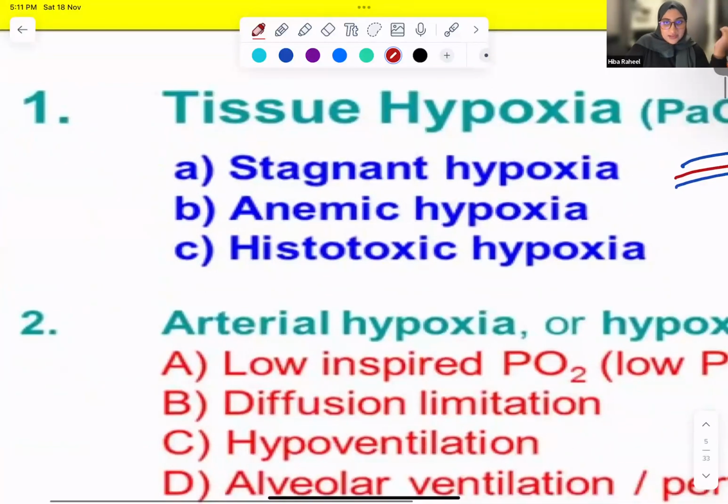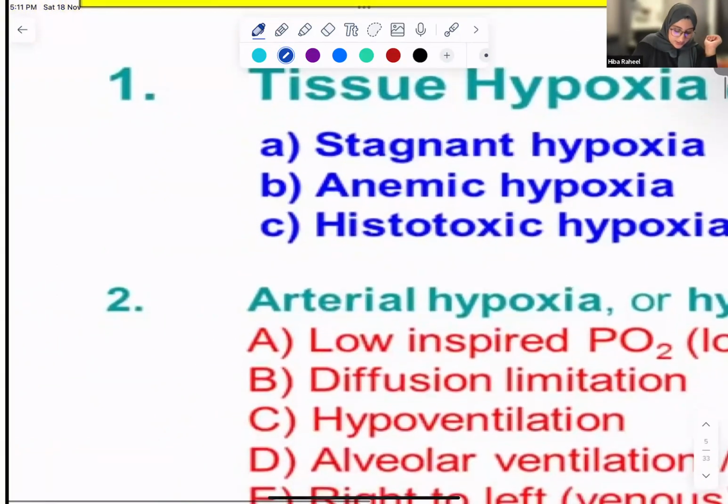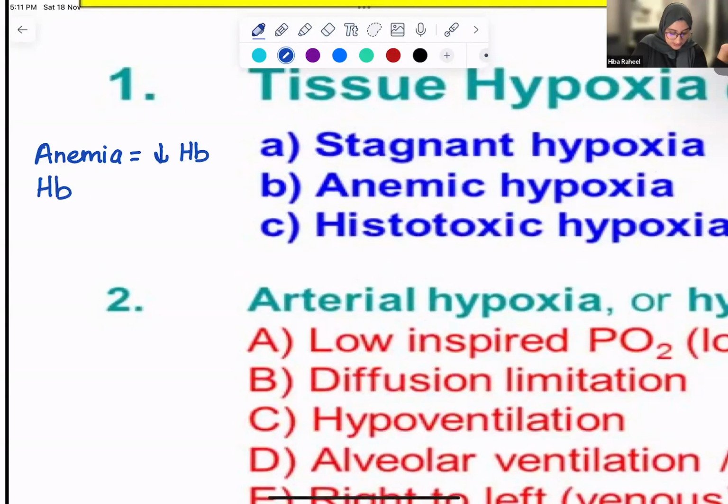Okay, anemic hypoxia. It's in the name: anemia. Does anyone know what anemia is? You can type it in the chat if you don't want to unmute. Low hemoglobin, exactly. Anemia is a disease in which there is low hemoglobin. And for those of you who don't know, hemoglobin is a protein that carries oxygen.